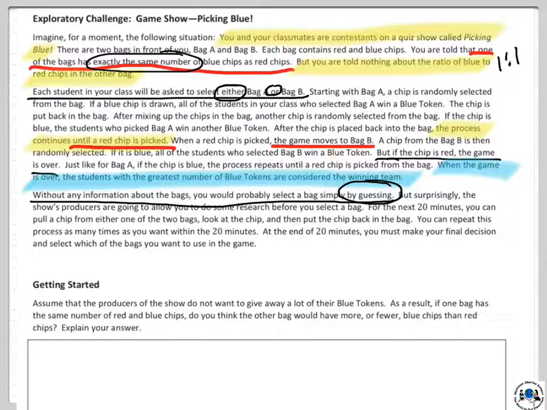So without any information about the bags, you'd probably select a bag simply by guessing. If you had no information whatsoever, you would just have to guess. But surprisingly, the show's producers are going to allow you to do some research before you select the bag.